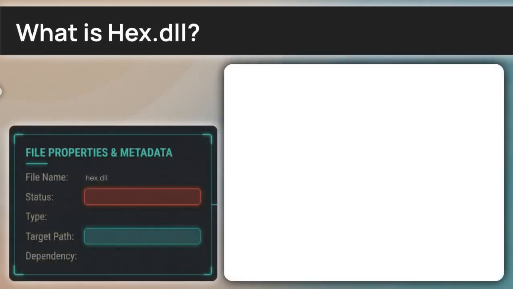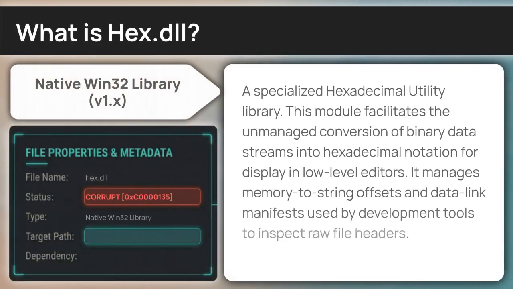This is the Hex Library, a specialized hexadecimal utility library. This module facilitates the unmanaged conversion of binary data streams into hexadecimal notation for display in low-level editors. It manages memory-to-string offsets and data link manifests used by development tools to inspect raw file headers. Now that we've covered what the file does, let's jump into our first fix.